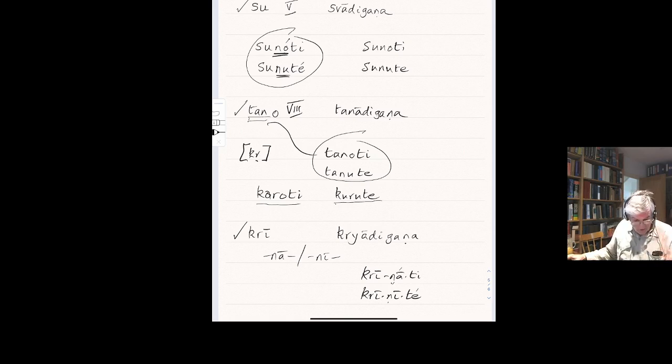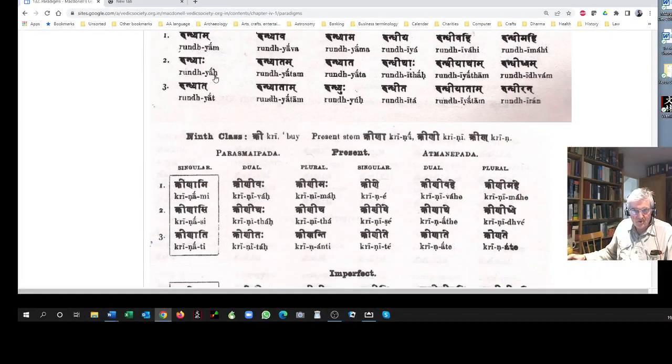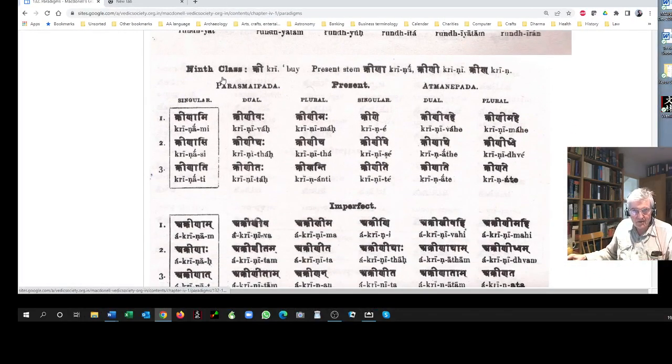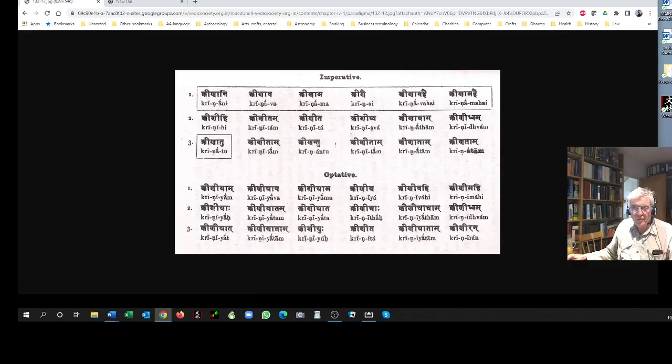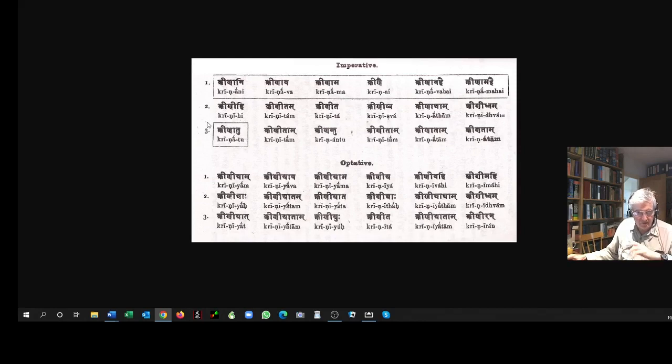And again, please do bear in mind that which class a verb belongs in affects only these 4 tenses and moods that are shown in the paradigm here in MacDonnell: present, imperfect, imperative, and optative. It's got nothing to do with the formation of verbal nouns, nothing to do with the formation of the passive or the past participle or the future passive participle or the aorist or the future. These are formed according to separate rules.